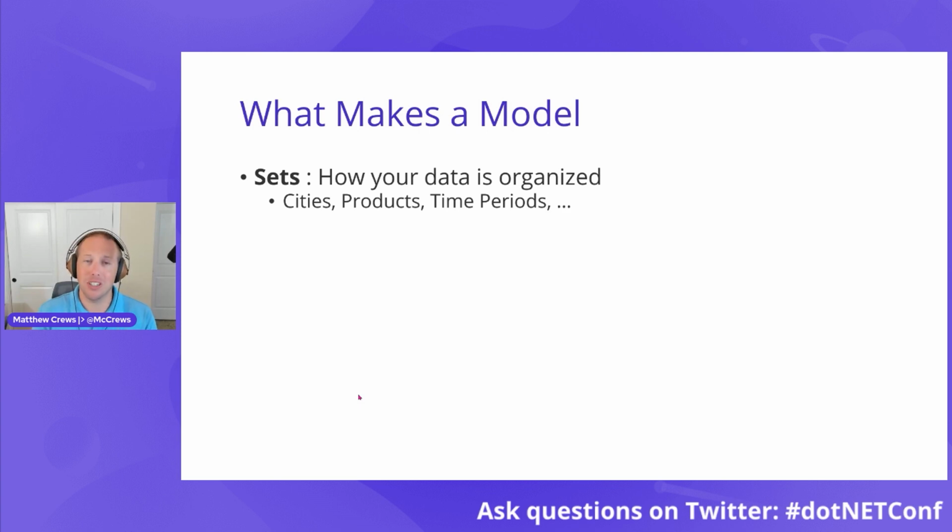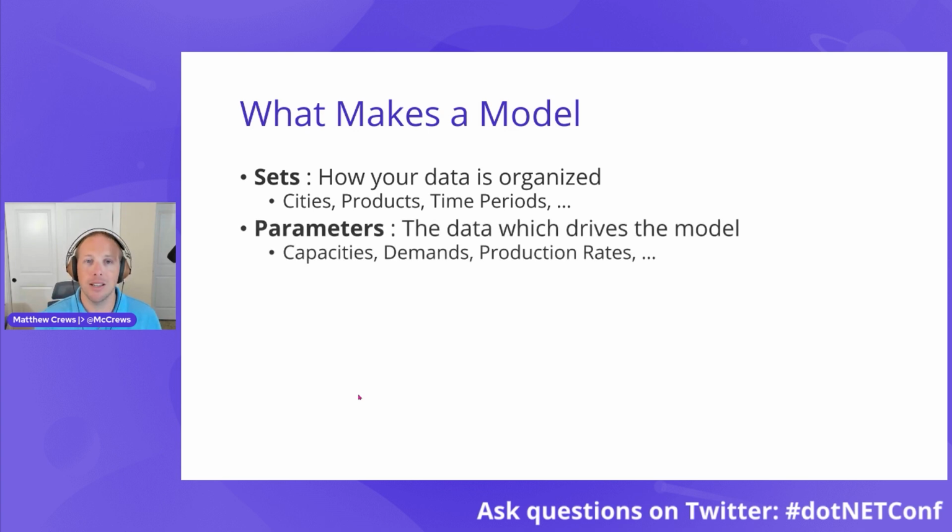Sets are the dimensions of your data, how it's organized. It could be the cities you're planning on sending material to. It could be the products that you're planning on manufacturing or selling, or the time periods that you need to plan over. There are parameters, which is the data that goes into the model.